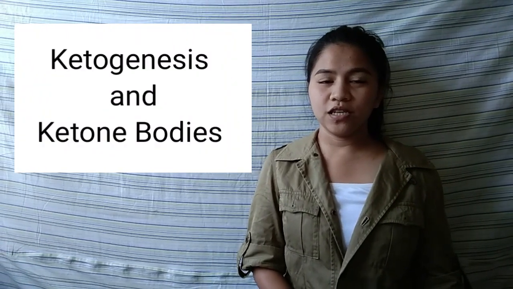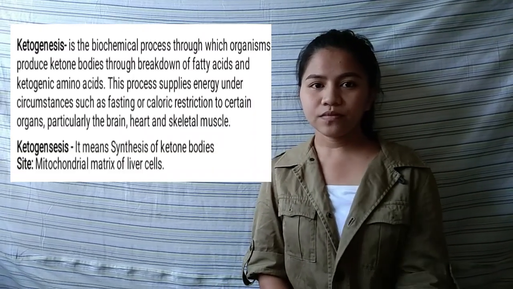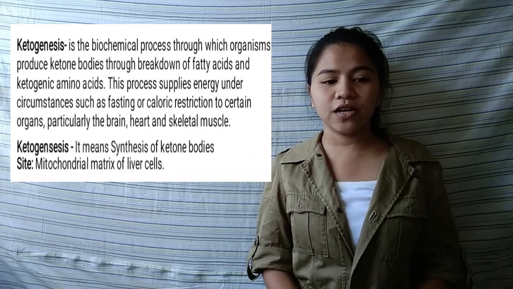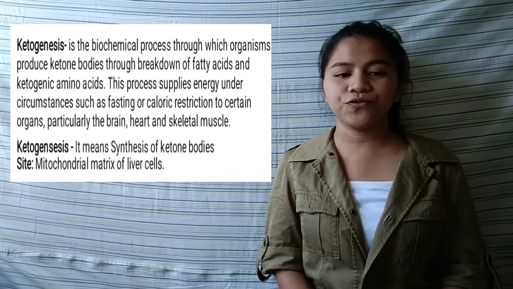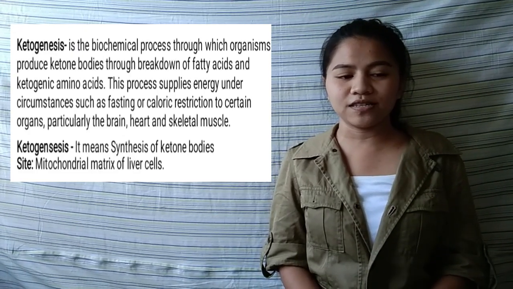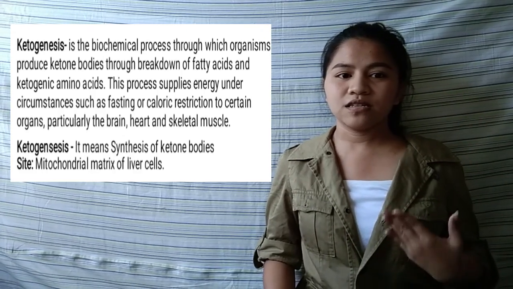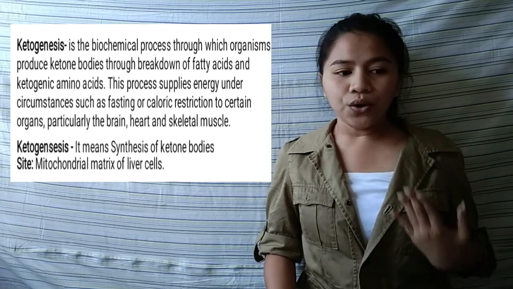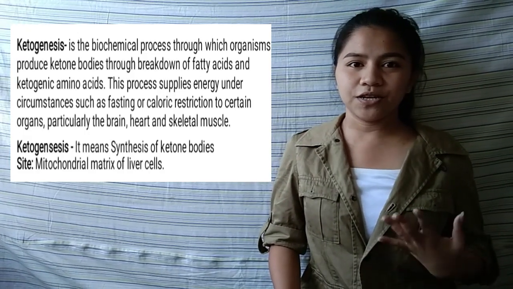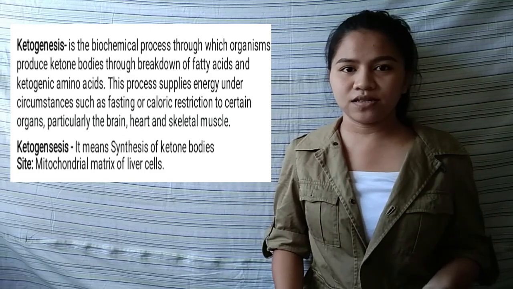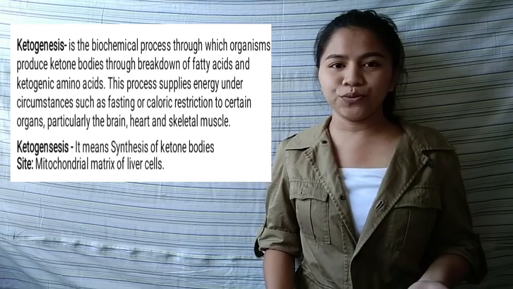Good day, everyone. Our topic for today is all about ketogenesis and ketone bodies. Ketogenesis is the biochemical process through which organisms produce ketone bodies through breakdown of fatty acids and ketogenic amino acids. This process supplies energy under circumstances such as fasting or caloric restriction to certain organs, particularly the brain, heart, and skeletal muscles. Ketogenesis means synthesis of ketone bodies.